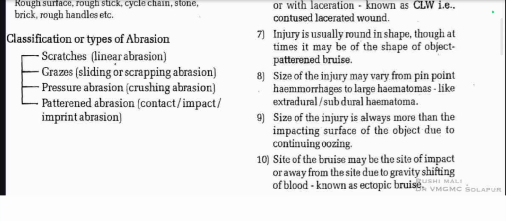Coming to the second type, perpendicular force. Perpendicular force causes crushing of epithelium, obviously. It is a logical fact: tangential force is going to cause scraping off of epithelium, and perpendicular force is going to cause crushing of epithelium. So under crushing, we have three things: pressure abrasion, impact abrasion, and patterned abrasion. Coming to pressure abrasion, it is a type of abrasion in which the force is very less.